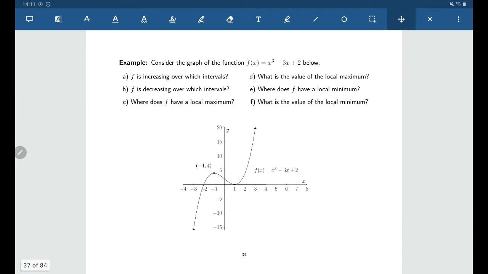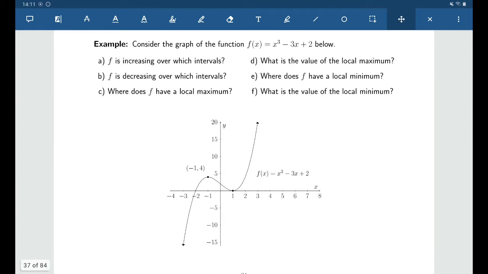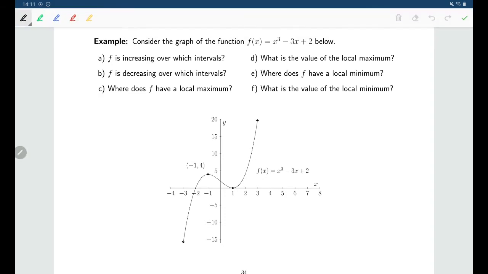So we've got ourselves a little graph. I've got a couple of points that are plotted here. We can see for this graph that it's the graph of x cubed minus 3x plus 2. I've got the point 1, 0. That's my x-intercept, or one of the x-intercepts. I've got the point negative 1, 4 also on the graph. And the question that we have for part A, where is this function increasing? Over which intervals? And so just looking at our graph, where is it increasing?